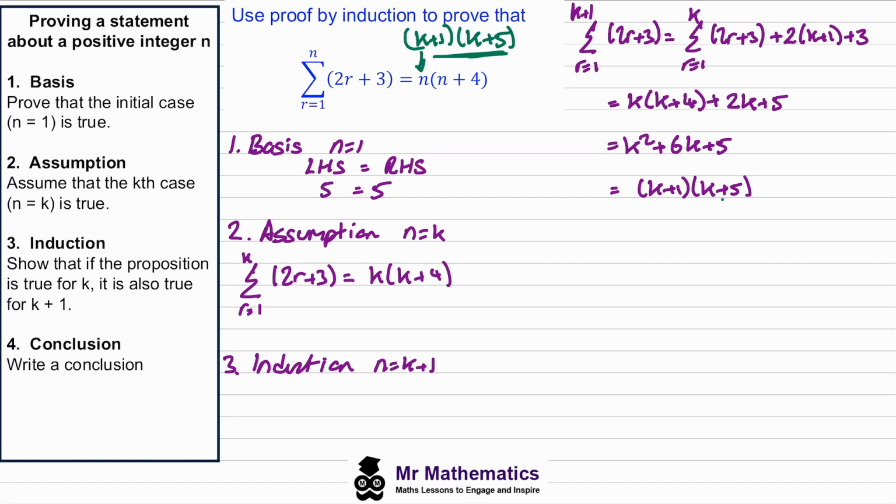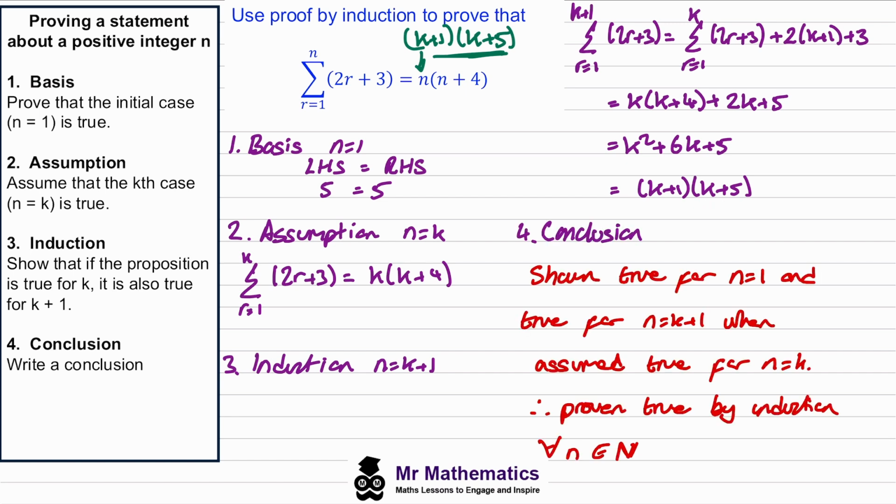For our fourth step, the conclusion, we need to say that this is shown true for n equals 1, and it is true for n equals k plus 1 when assumed true for n equals k. Therefore, it is proven true by induction for all values of n that are elements of the set of natural numbers. Okay? Let's try another example.